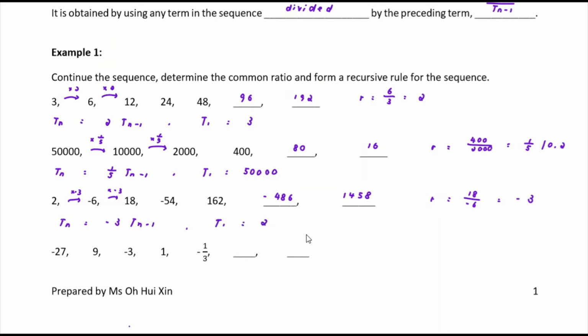Okay, so let's look at the next one. Negative 27, 9, negative 3, 1, negative 1 over 3. So you can see this is alternating as well.